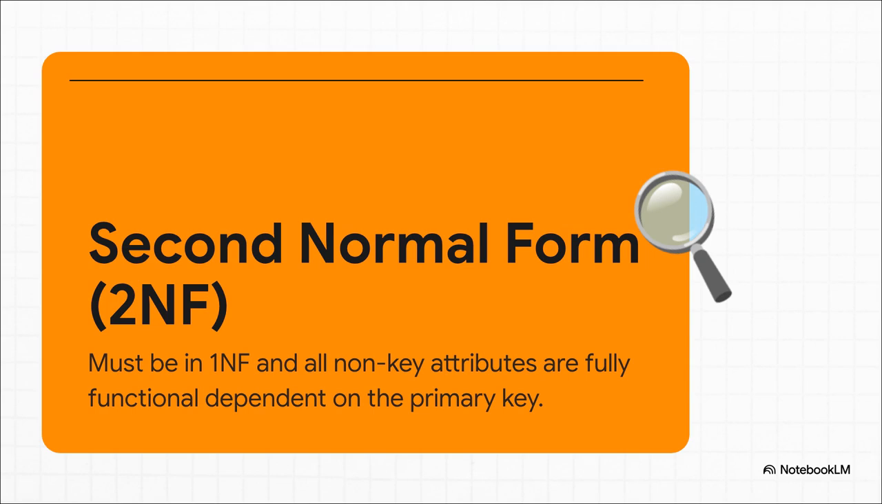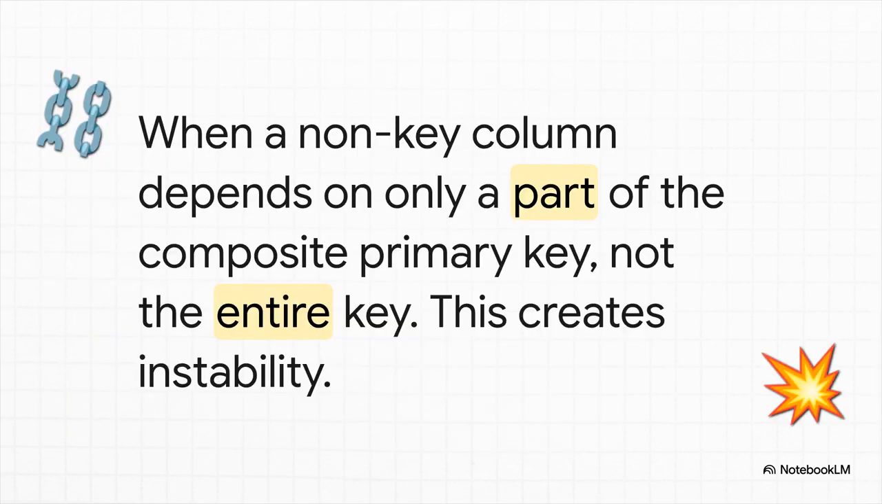This rule has two parts. First, your table absolutely must already be in 1NF. And second, and this is the key part, every other piece of information in that table has to depend on the entire primary key, not just a piece of it. This rule really only matters when your key is made up of more than one column, what we call a composite key. So, the problem we're trying to solve here is called a partial dependency.